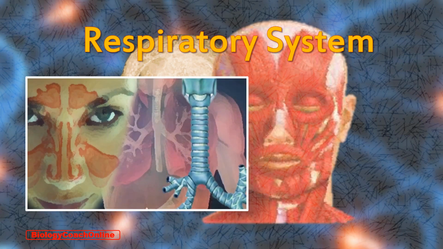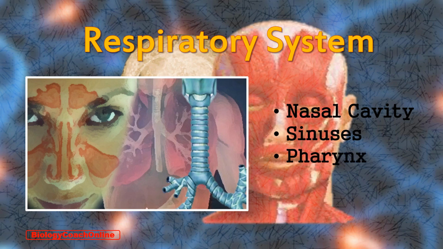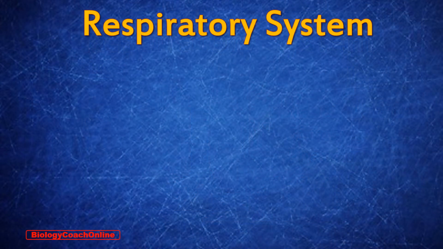Welcome back. In this lecture, we will locate and identify the structures of the respiratory system found in the head and neck. We refer to those structures collectively as the upper respiratory system, and those structures include the nasal cavity, your sinuses, your pharynx, and your larynx. So here we go. When we think of the respiratory system, we generally think of the act of breathing.